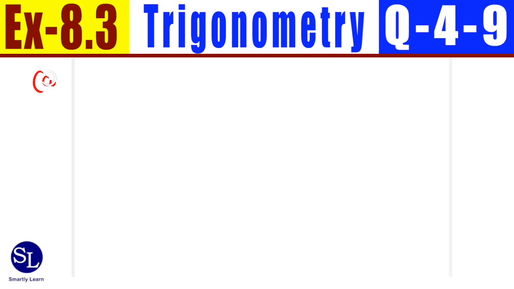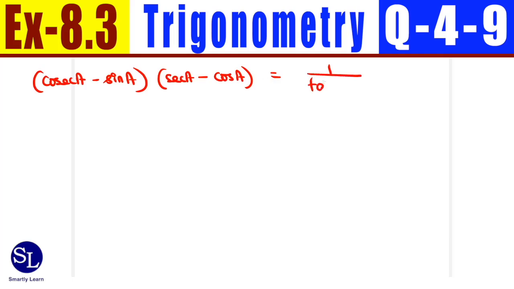So let's note it. Cosecant A minus sin A into secant A minus cos A. We have to prove that as 1 by tan A plus cot A. So let's start as usual with the LHS. In the first LHS, I'm going to simplify. I don't see any identity. I'm not able to identify. So what I'm going to do is convert all higher ratios into basic trigonometric ratios.